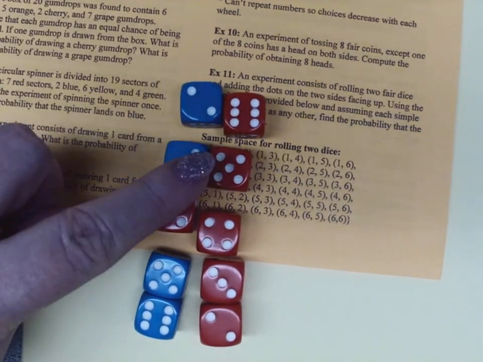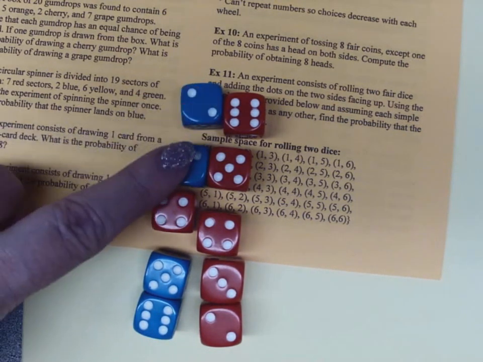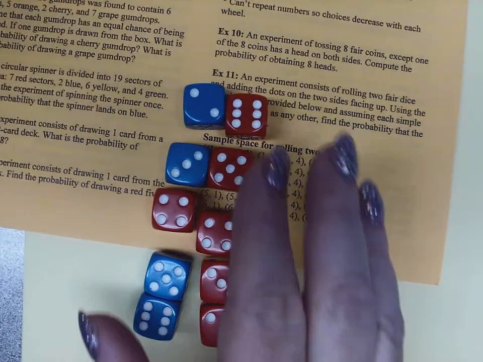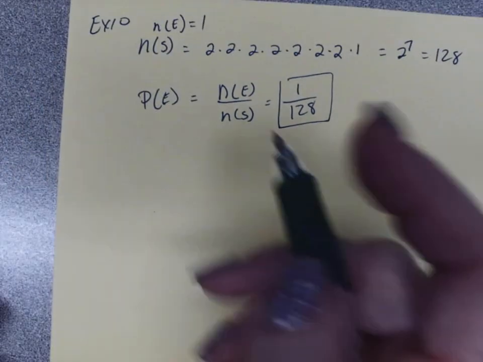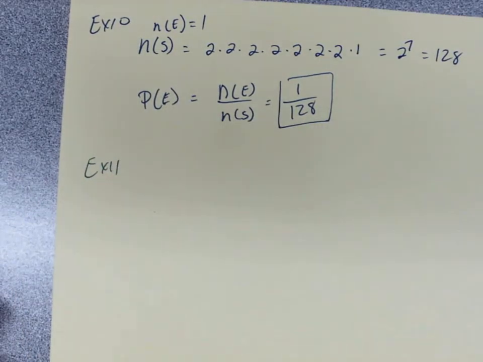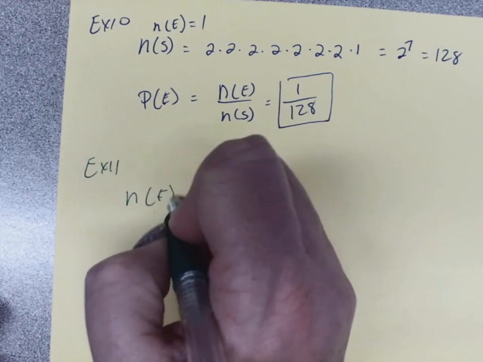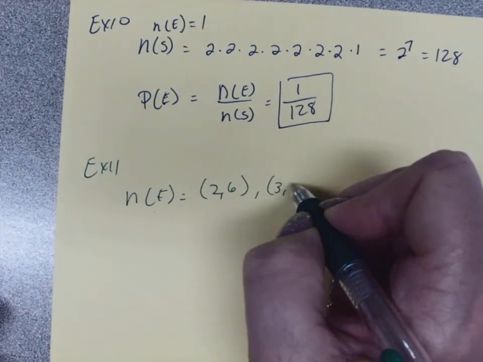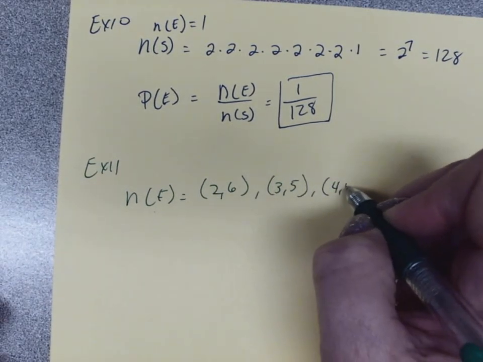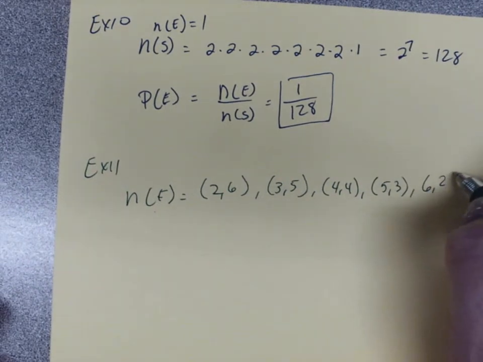So how many different ways are there to get a dice that adds up to 8? There's 1, 2, 3, 4, 5. Now, you may not always have the things that I have to write these out, so I'm going to show you how you could do this on paper. For example 11, we're looking at the number of E. We would have 2 and 6, 3 and 5, 4 and 4, 5 and 3, and 6 and 2.